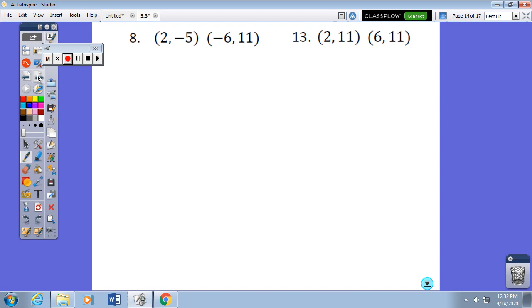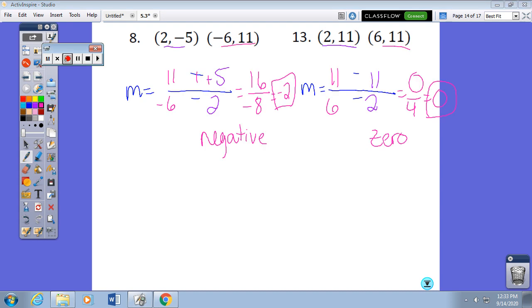Okay, try 8 and 13. Then pause and then replay. Okay, there's 8 and 13. 8 became -2 when you simplify, which makes it negative. 13 is 0 divided by 4. Plug that into your calculator, which gives you 0, so that's a 0 slope.